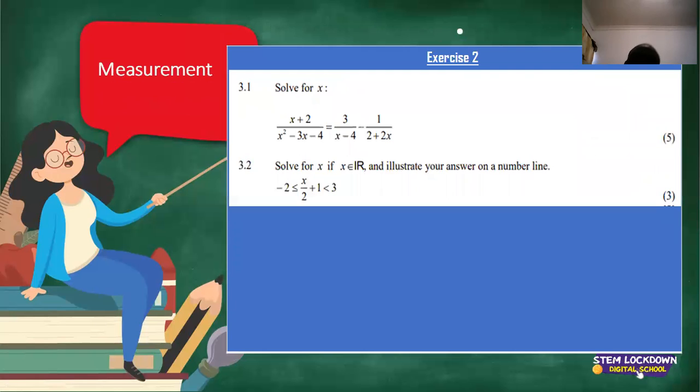So the next one, exercise 2, solve for x. We have to solve for x in this quadratic equation with fraction. So how do we solve for x here? This is a trinomial, x plus 2 over x squared minus 3x minus 4. So the first thing to do is to factorize this trinomial.